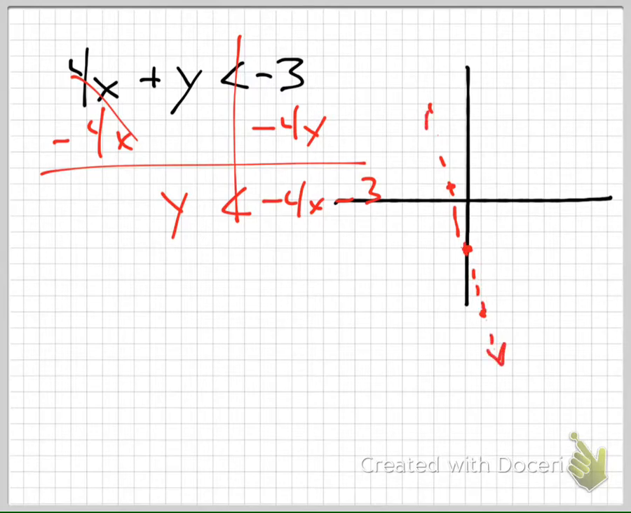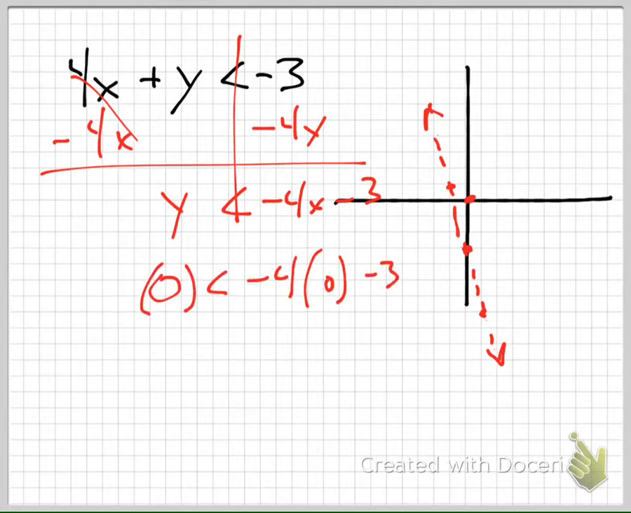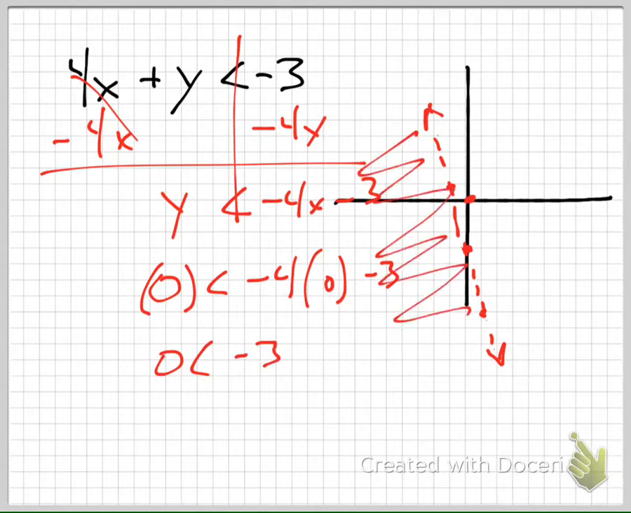All right? Okay, so there's our line. It's ugly for me, I don't have a ruler. And so now we choose, what point can I clearly choose? 0, 0, right? I can choose the origin, which is 0 less than negative 4 times 0 minus 3. Just get used to writing that out. It's just better. And then you can go, okay, well, that's 0 is less than negative 3. Is 0 less than negative 3? No. That means that it's over here. Does that make sense? Did you get it right?